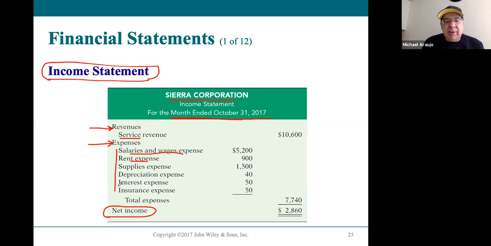That means that Sierra Corporation spent $5,200 on salaries and wages for the month of October, so its employees can provide tours to the customer. Okay. That's specifically what salaries and wages expense is.